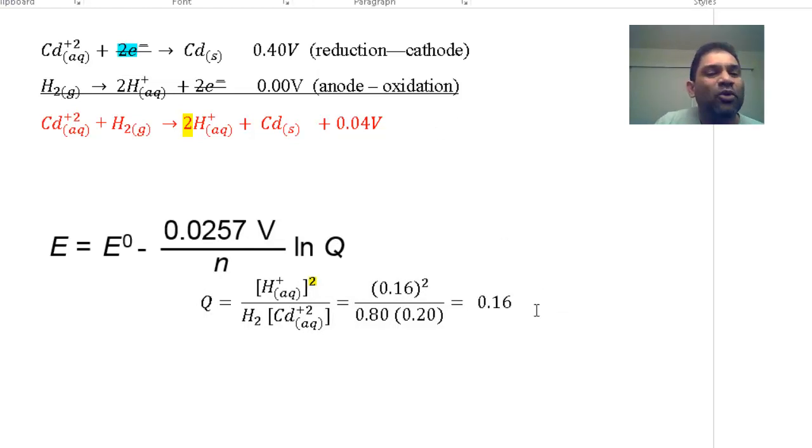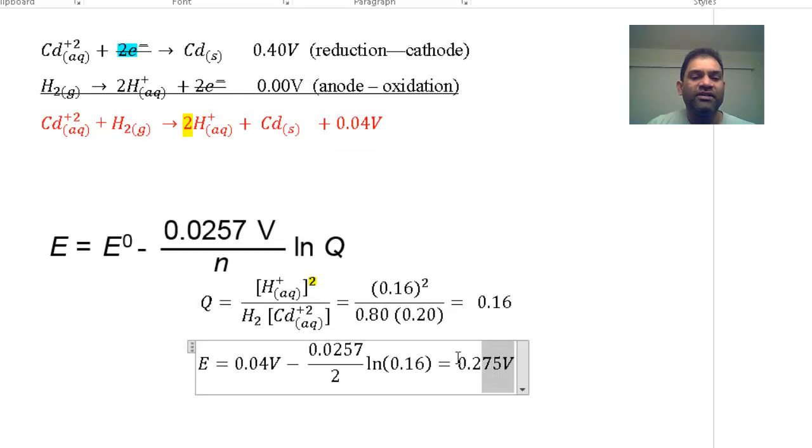I'm getting my Q to be 0.16. We'll plug in 0.16 here. N is 2, and we already calculated E naught in the standard state as 0.04 volts. And let's see what we get here. I'm getting 0.275 volts as my final answer.